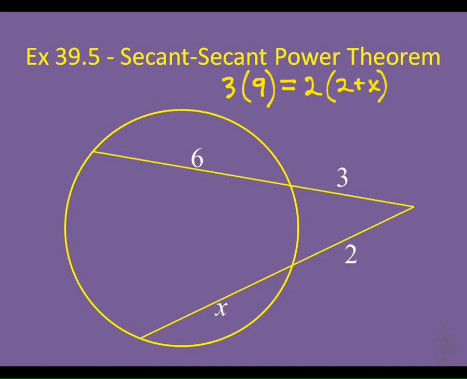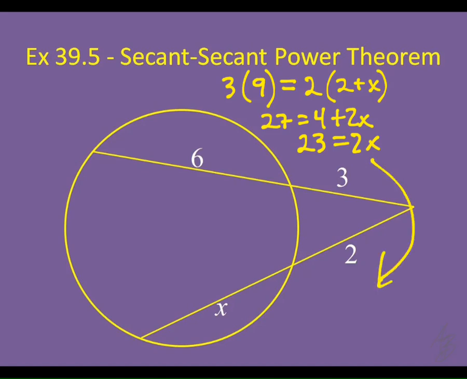Now what? Do math. Okay, there's a couple different ways you could do this. I would just multiply it out first. So we get 27 equals 4 plus 2x. Subtract 4 from both sides, and what do we get? 23 equals 2x. And so that means that x is going to equal 23 over 2.